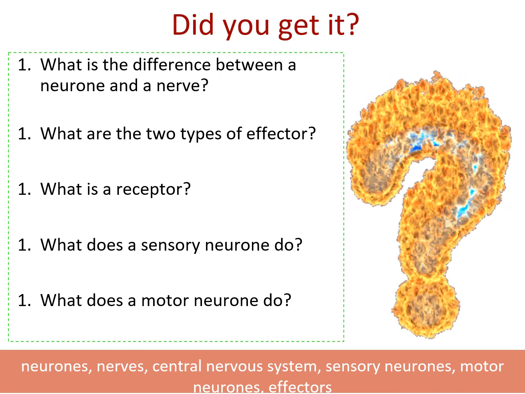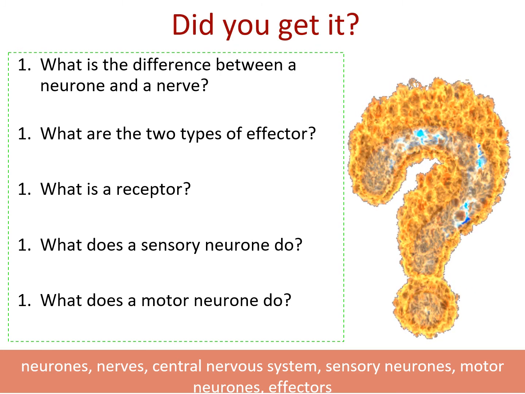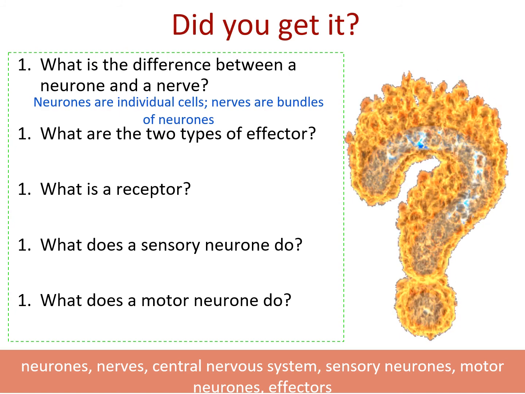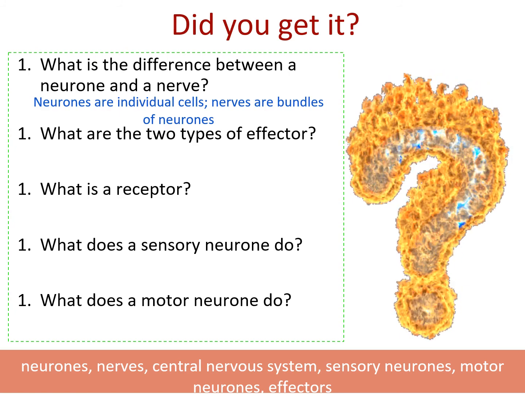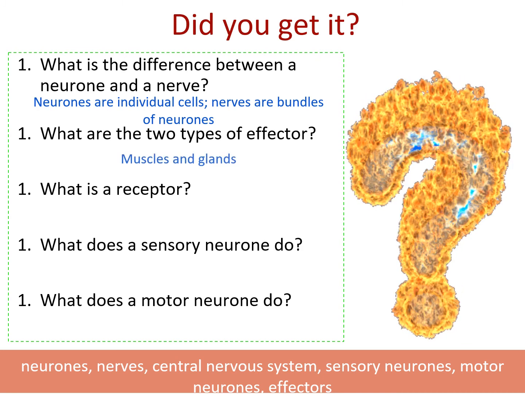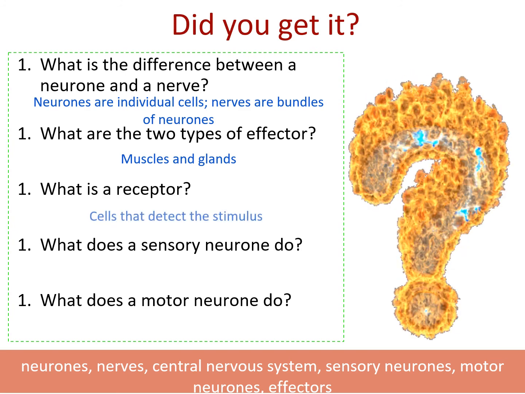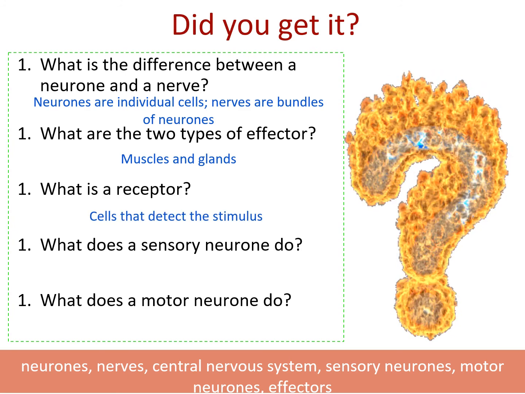So number 1, what's the difference between a neuron and a nerve? So remember, neurons are individual cells, but nerves are bundles of neurons. What are the two types of effectors? So we should have got muscles and glands. What is a receptor? Receptors are the cells that detect the stimulus.